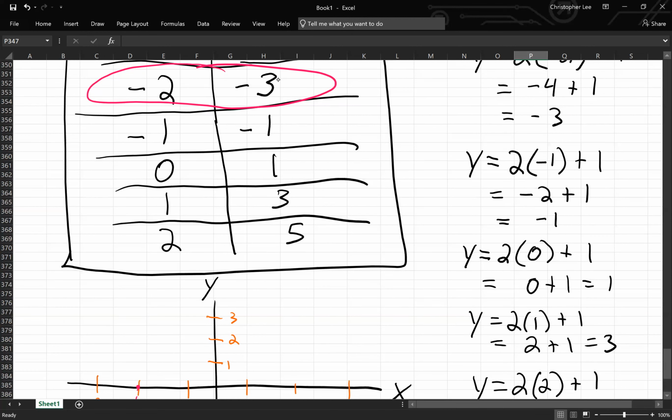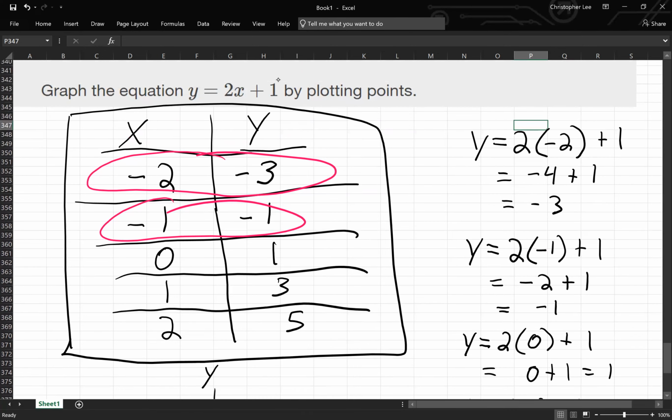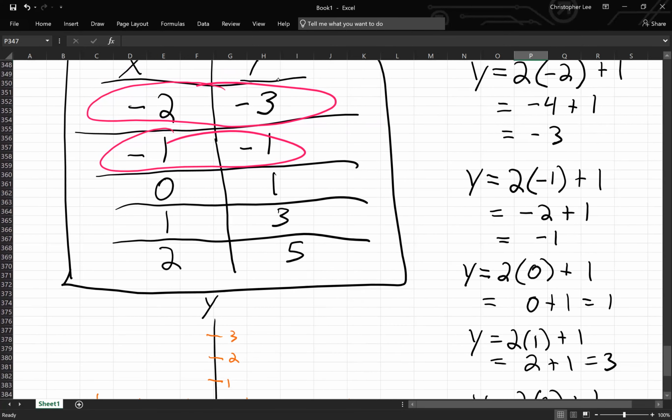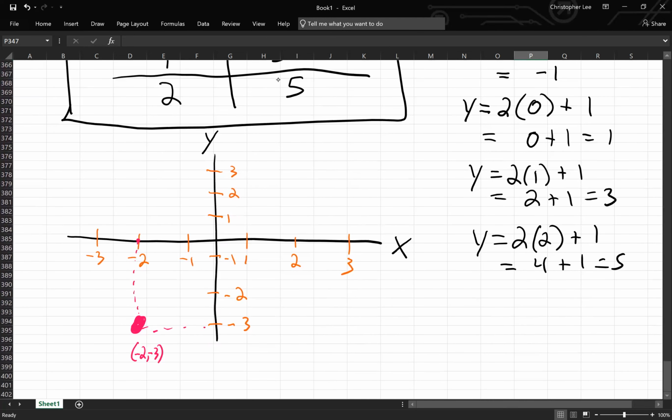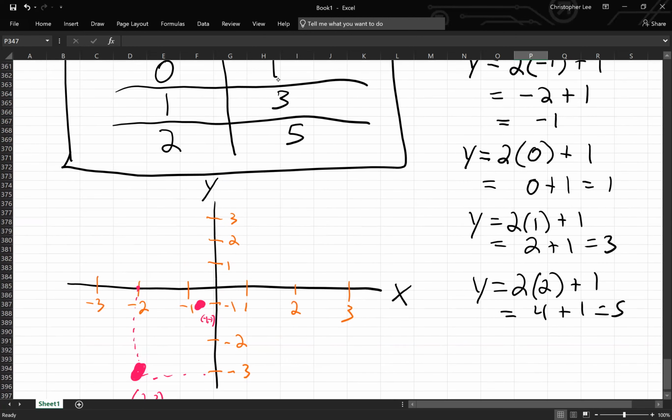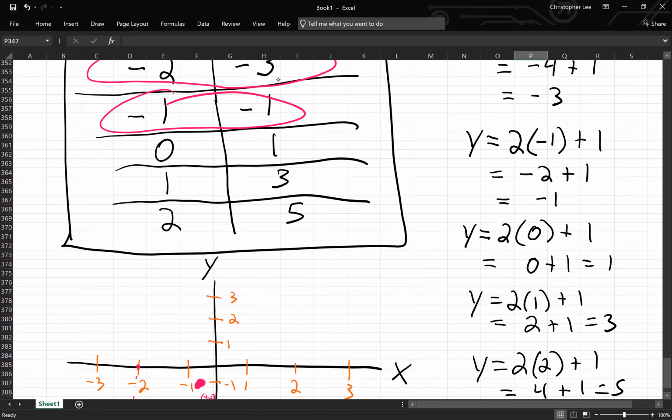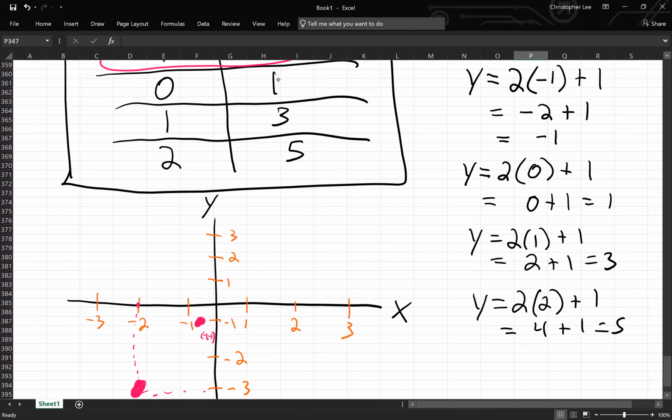Let's take a look at another one. I have -1, -1. Is that right? Yeah, that's right. So we go to -1, we go to -1, which is right here. I have a lot of ink right there, so I'm just going to leave it as that. -1, -1. Notice how I'm labeling each point. That's what we want you to do. I have 0 and 1, so 0 and 1 is right here. So this would be 0, comma 1. Wait, no, it's not. Let me try that one again.